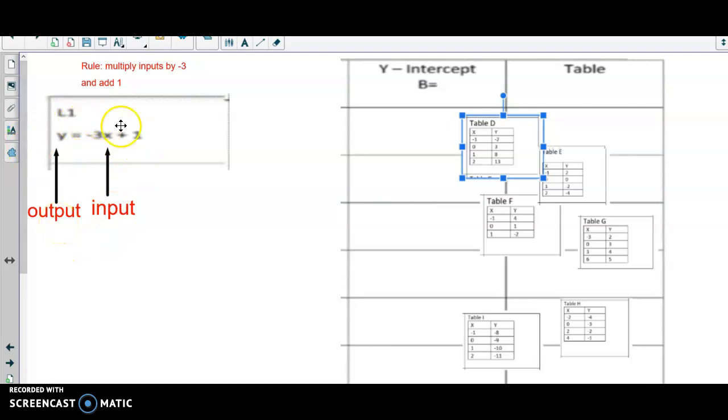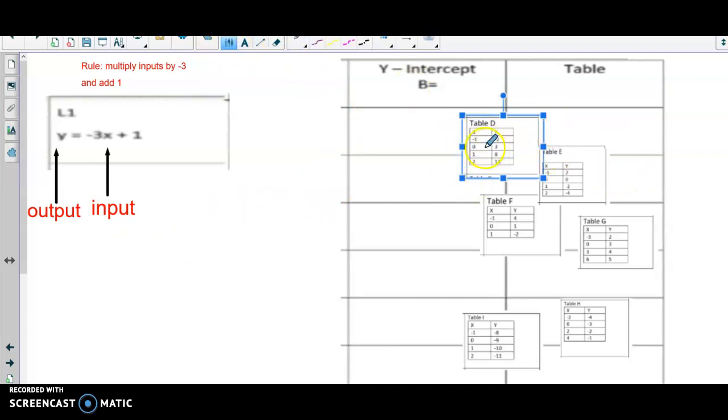So I'm going to look at the first one. And so the rule in words is I'm taking the inputs, I'm multiplying them by -3, and then I'm adding 1 in order to get the outputs. So you're going to look at each one of these tables and you're going to try and figure out which one of those rules is correct. So there's a couple ways you could do it.